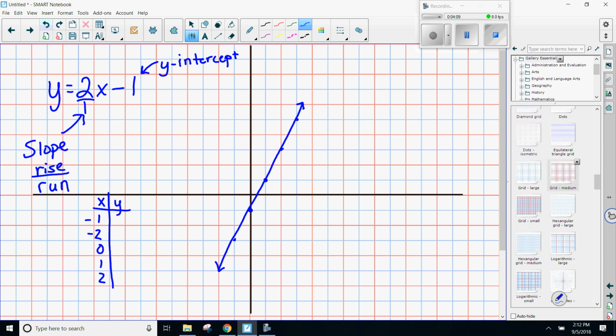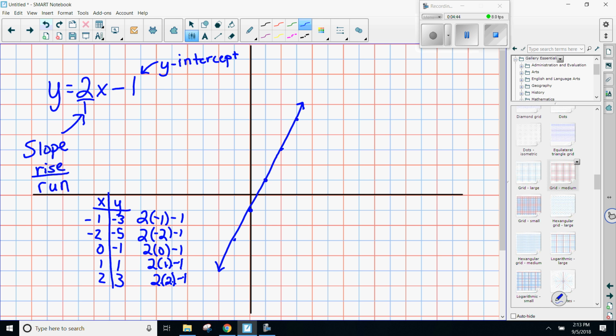If you put -1 in for X, you get 2 times -1 minus 1, which is a value of -3. If you put -2 in, you get 2 times -2 minus 1, and you get a value of -5. If you put 0 into the equation, you get -1. If you put 1 in, you get 1. If you put 2 in, you get 3. You could plot all those points and connect them, and you should get the graph of your line.